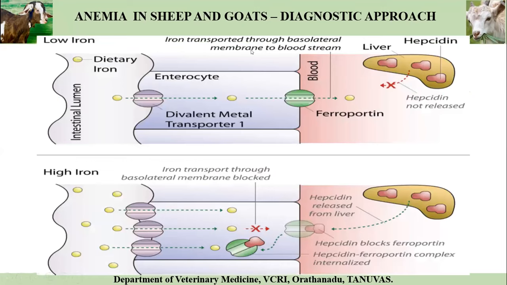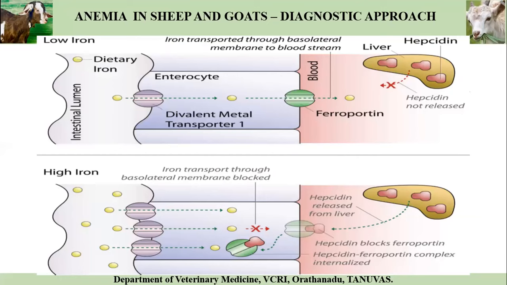Mainly, dietary iron is absorbed in the duodenum, only in the ferrous state, and transported across the apical membrane of enterocytes by the divalent metal transporter. Then the iron is exported across the basolateral membrane of enterocytes by ferroportin, then bound to transferrin in the plasma or transported to the target organ for storage.